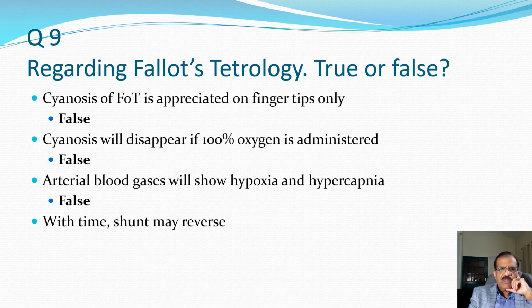And the last question, with time, shunt may reverse in case of Fallot's tetralogy. Originally, the shunt is from right to left. Now, with time, the shunt may reverse. This statement is also false because a shunt which is right to left to start with never gets reversed. It's only the left to right shunt which can reverse because of the pulmonary hypertension. The right to left shunt stays and it never gets reversed. So that statement is also false.